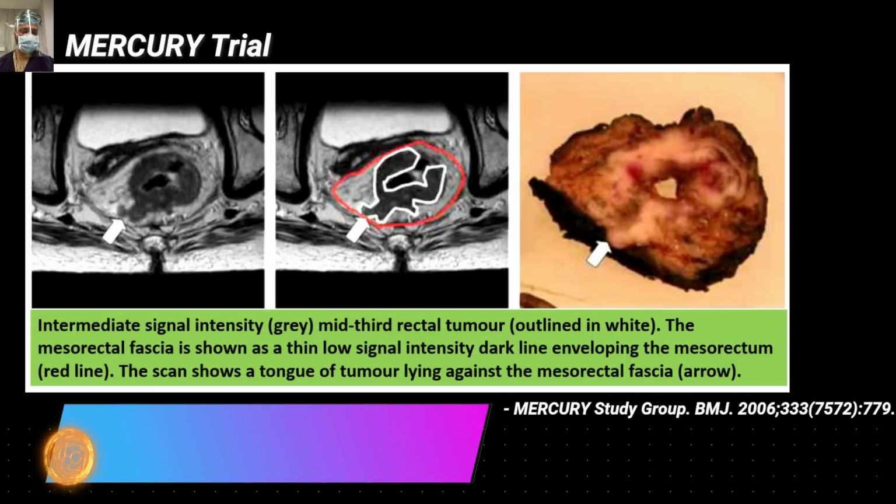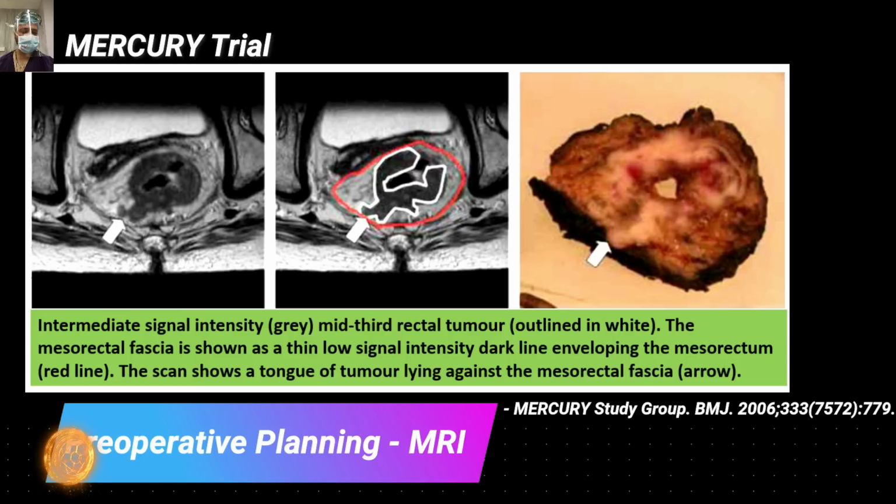This picture is from the same paper. On the right side of the screen is the MRI picture, and on the left side is the tumor at the same level. You can appreciate that the tumor has been outlined in white and the mesorectal envelope in a red line, and there is an arrow indicating that the tumor is almost abutting the CRM. The same can be appreciated on the left side, the final tissue margins, showing a close margin.